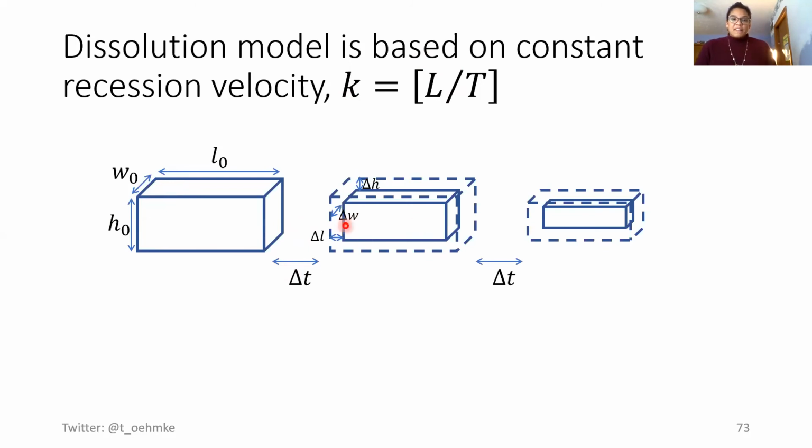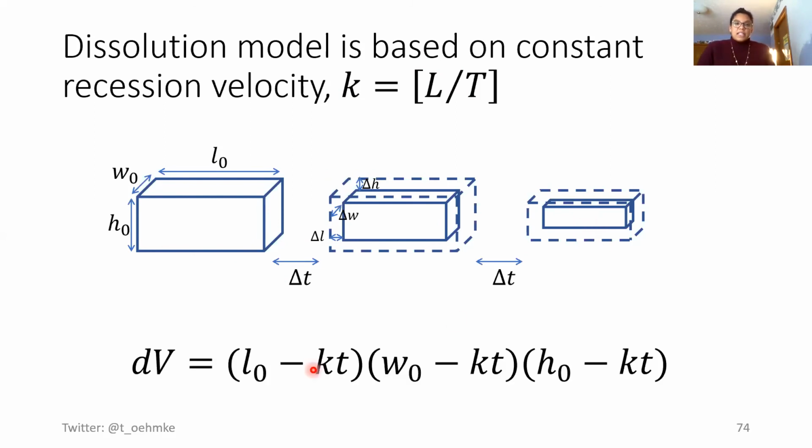So here we have an example. This dashed line is the same size as the initial one. And here we have our change in L, our change in W, and our change in H over time. We see that the particle shrinks as time goes on, but keeps the same overall shape.